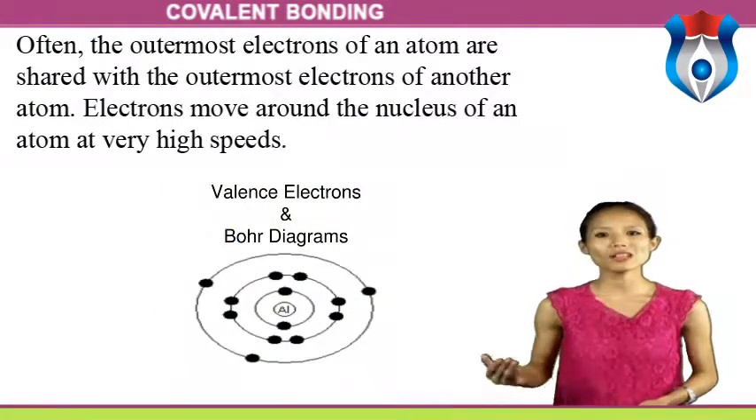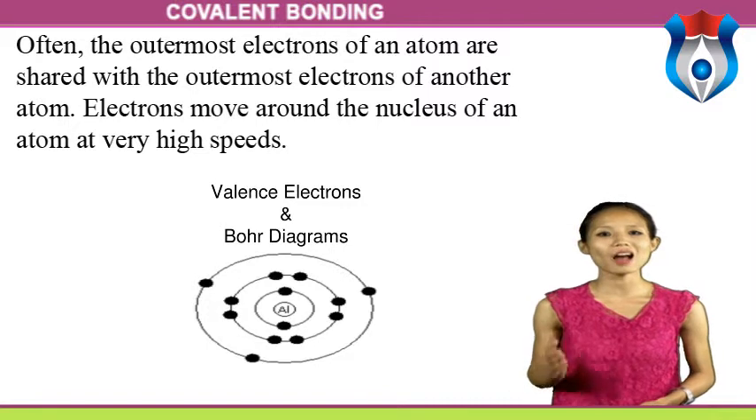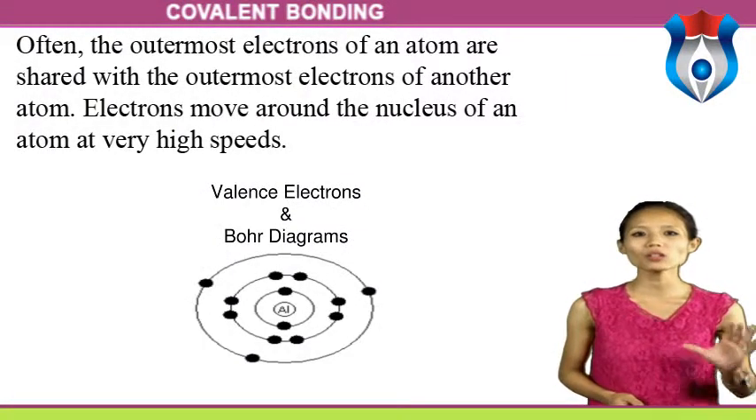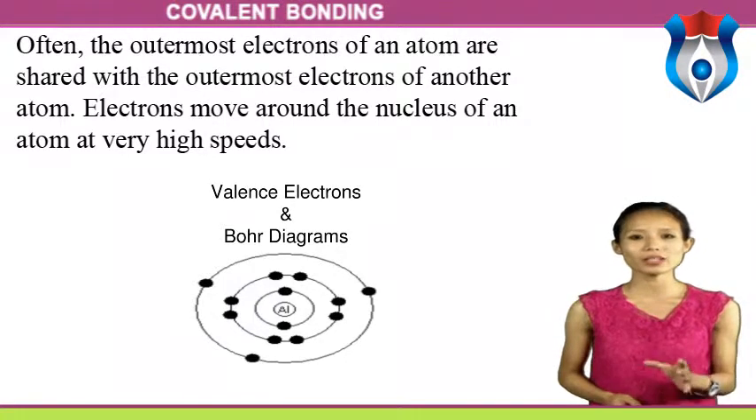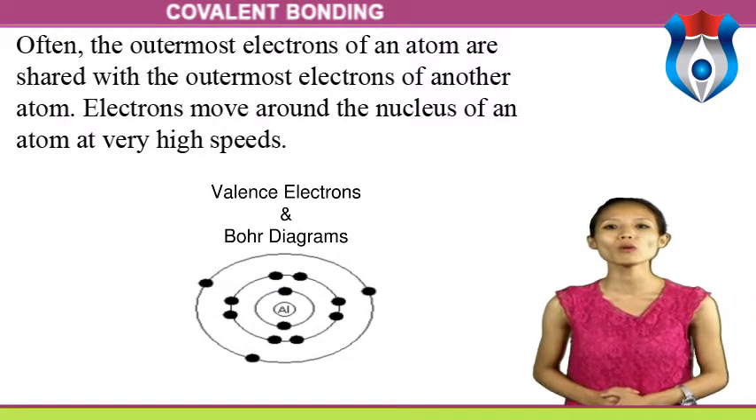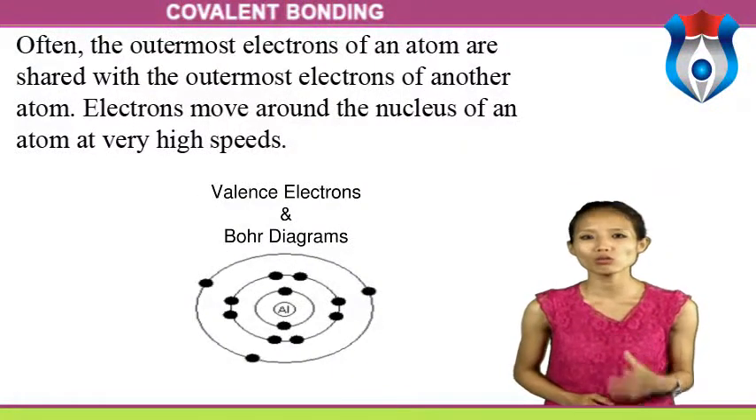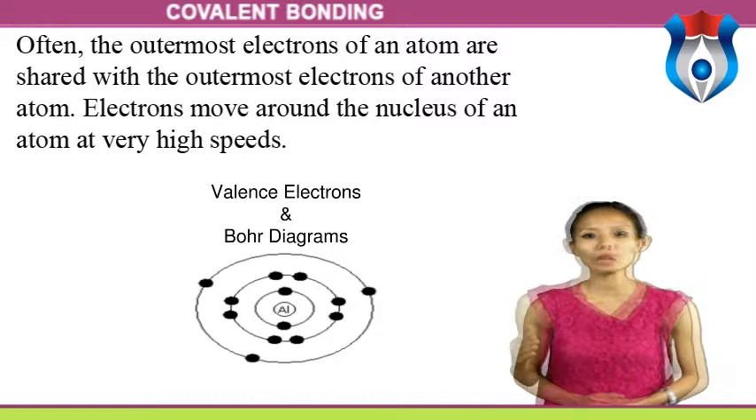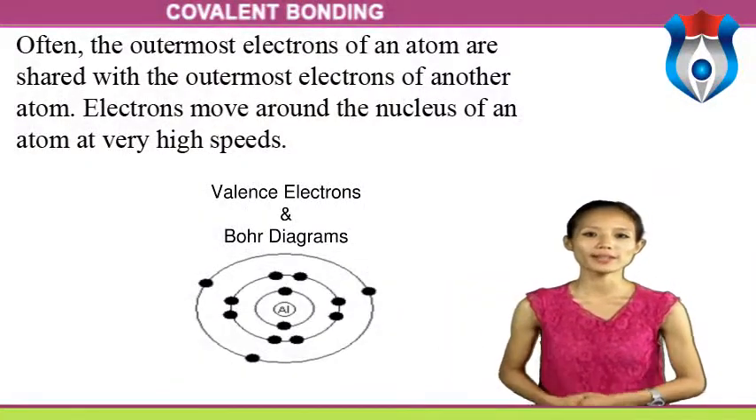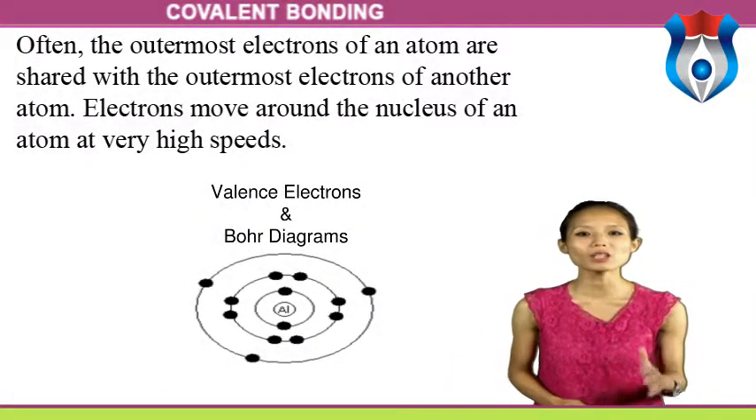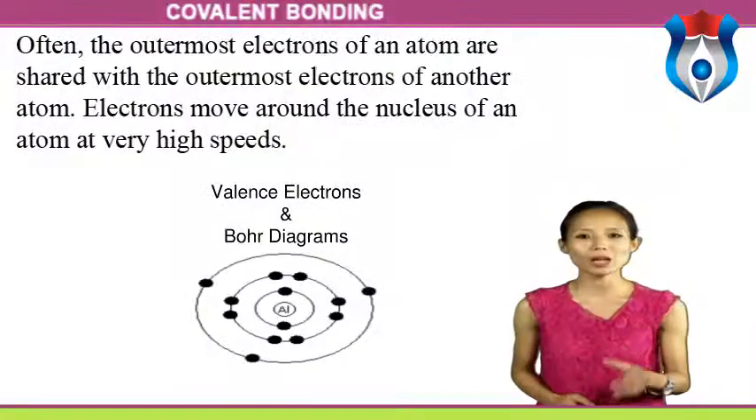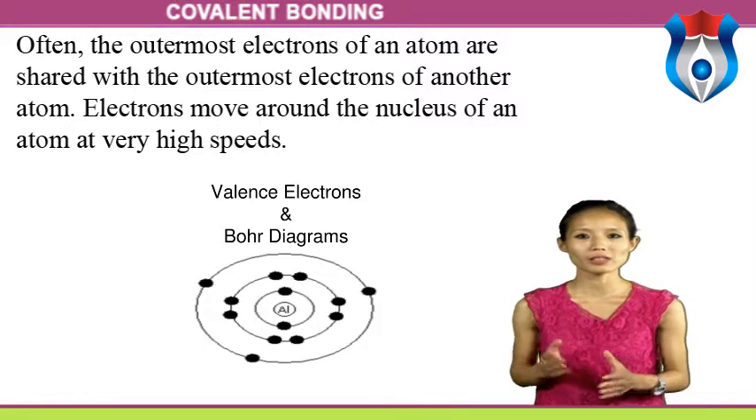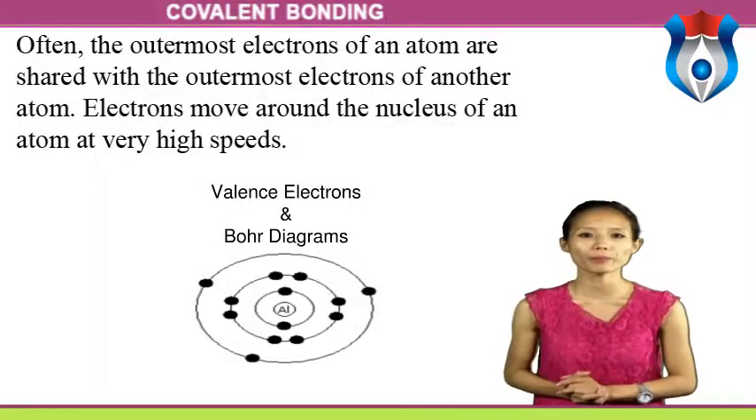Often, the outermost electrons of an atom are shared with the outermost electrons of another atom. Electrons move around the nucleus of an atom at very high speeds, and when electrons are shared between two atoms, the nuclei move so close together that the shared electrons spend part of their time near both nuclei simultaneously. The sharing of electrons by the nuclei of two atoms simultaneously is the glue that is holding them together within the molecule. This type of bond is called a covalent bond.